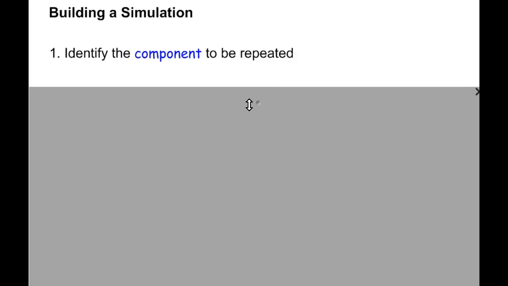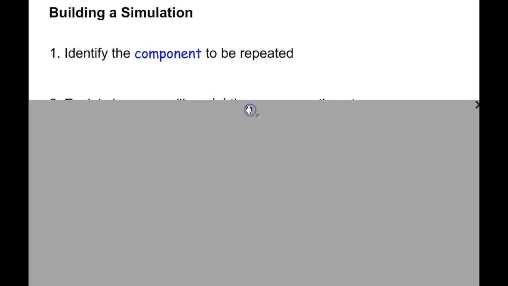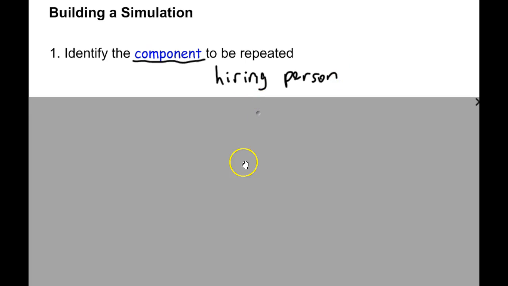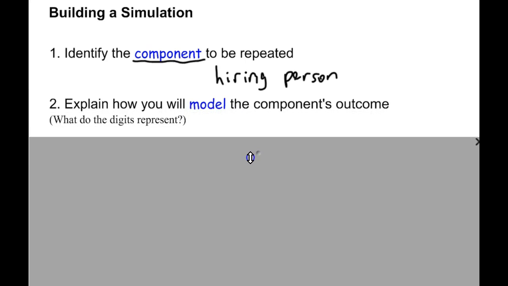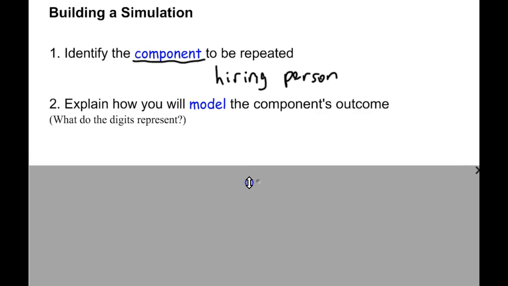So, first thing we need is this idea of a component. A component is the thing that is repeated in the study. In this case, the component would be that you are hiring a person. That is one component for a job here. Sometimes your component could be each time you roll the die, that represents some component that you're modeling there. Explain how you will model this.